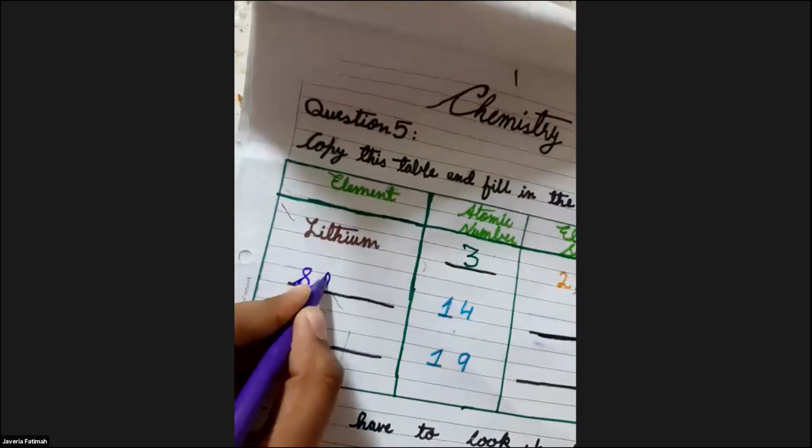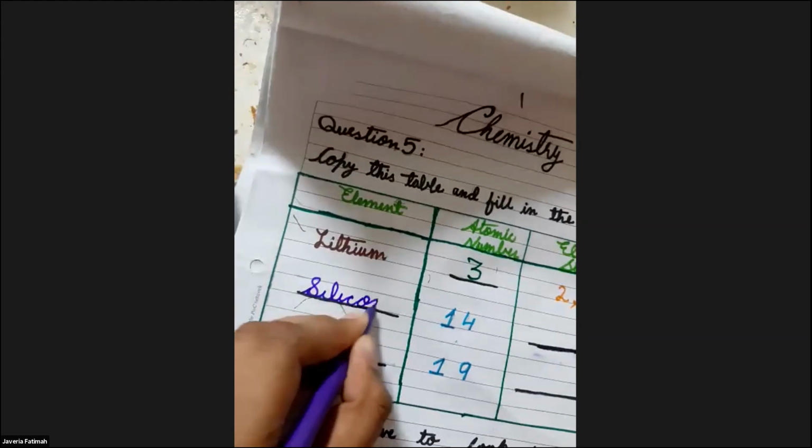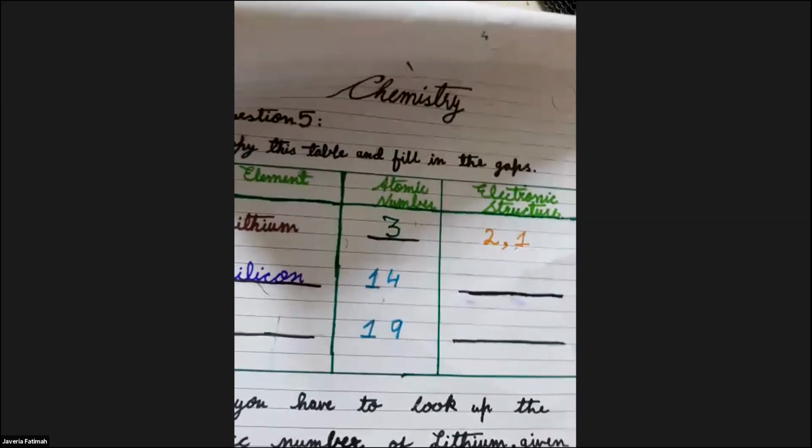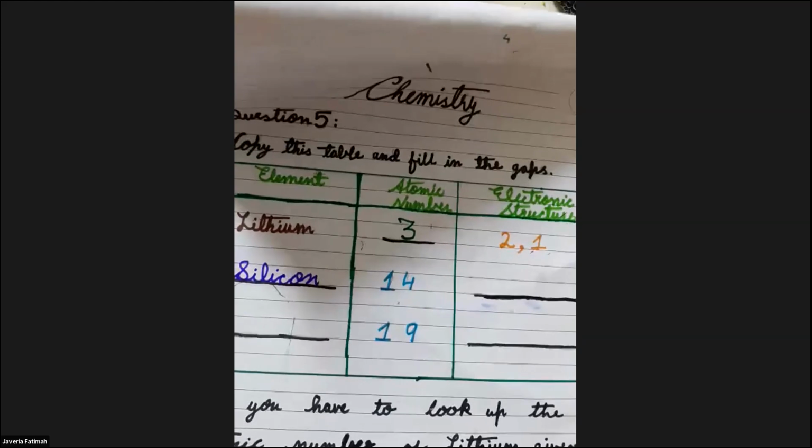Atomic number 14 is silicon. Okay, you are correct. Next, we need to write the electronic structure. Now we're going to go shell-wise.